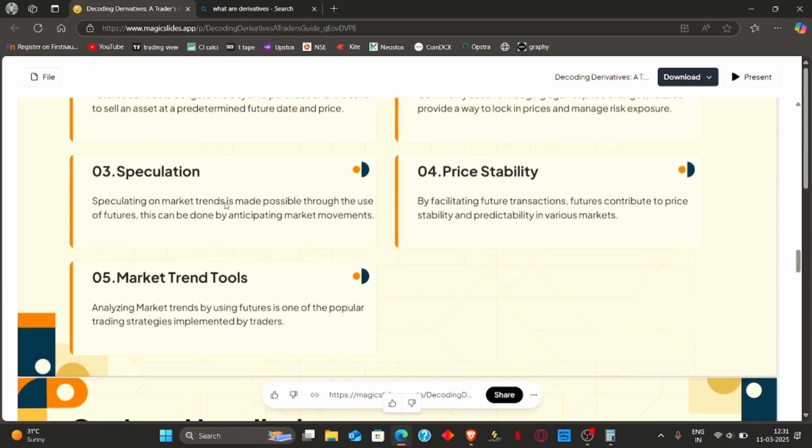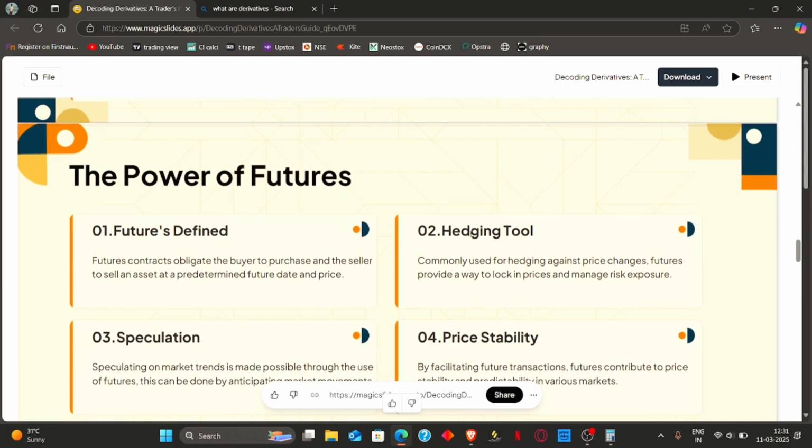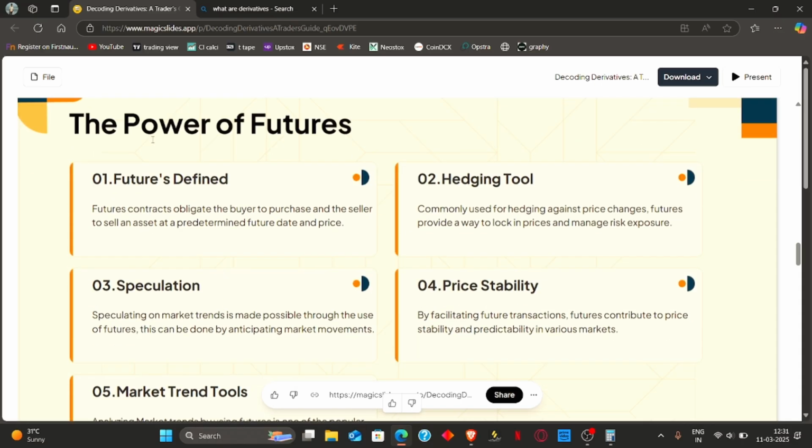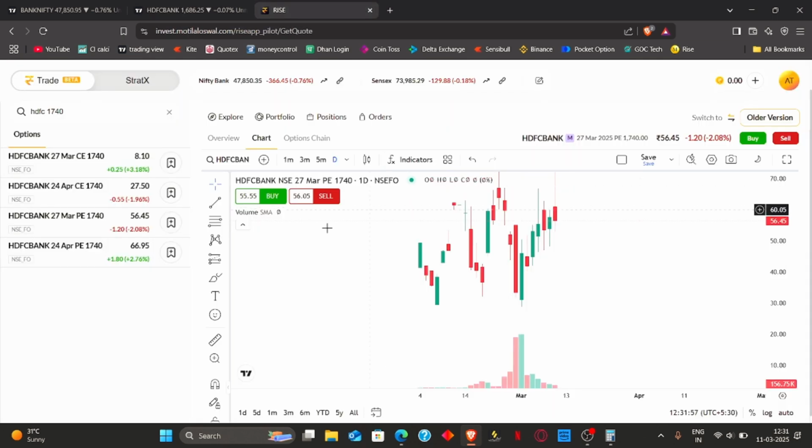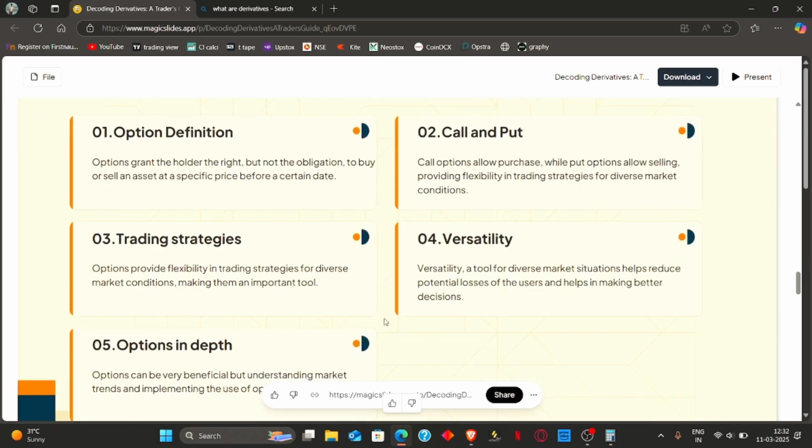So that's how futures we have defined: market trend tools, price stability, hedging tool. We have already talked about futures as a hedging tool. Speculation and how to trade in the futures market we have already talked about, right? We can just do it with the simple price action techniques that we use in the cash segments. We can do it in the futures segment as well with the futures chart available, right? So moving forward, options we have talked about.